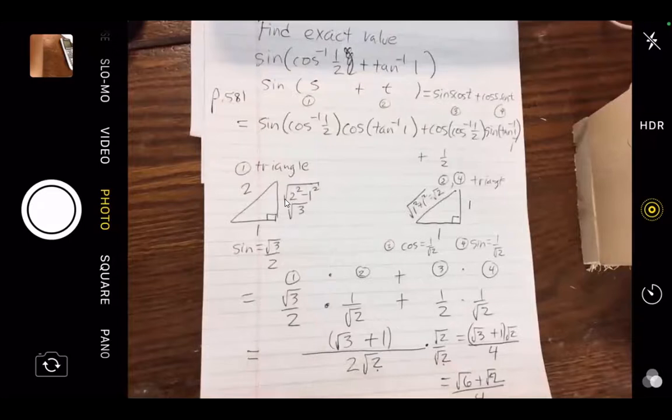Yeah. Did you have any others or? This one last one has to do with the sum and difference formula, and that'll be the last question I have. All right.